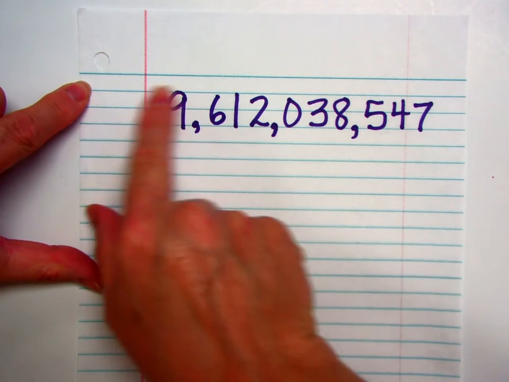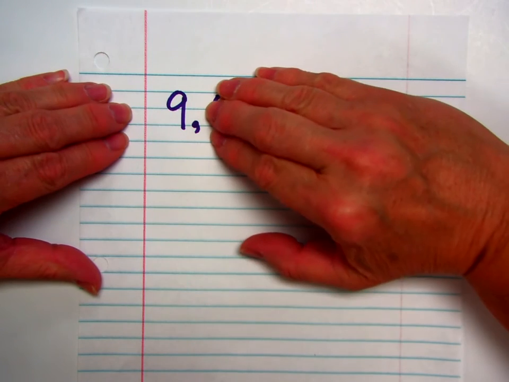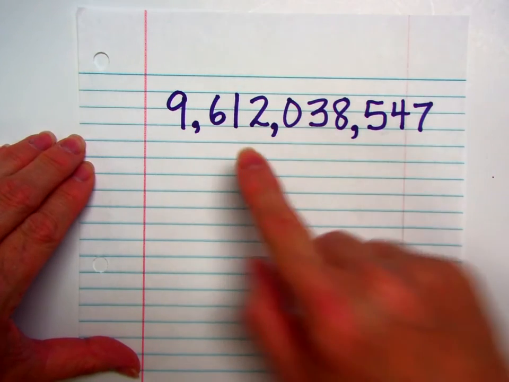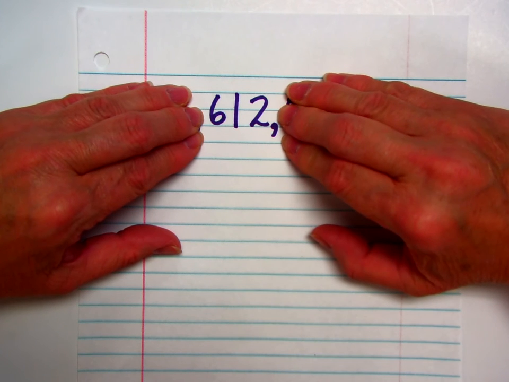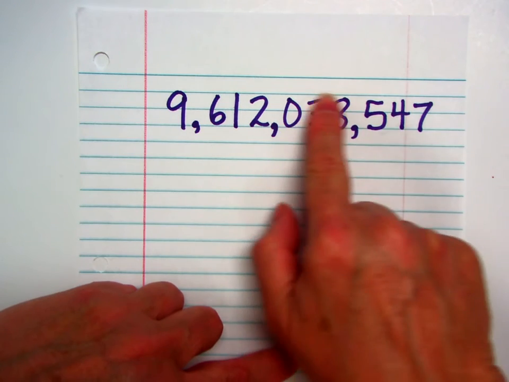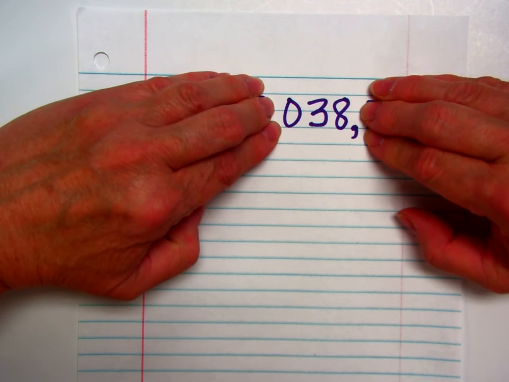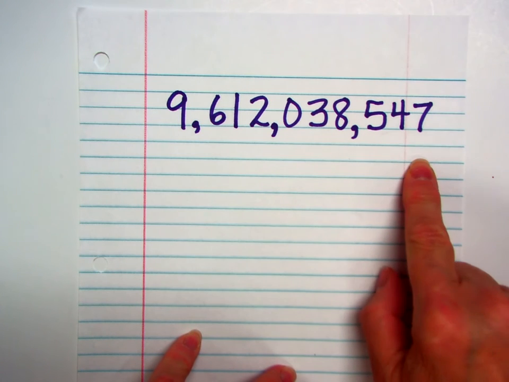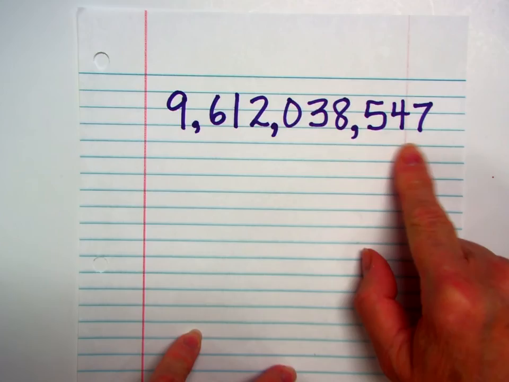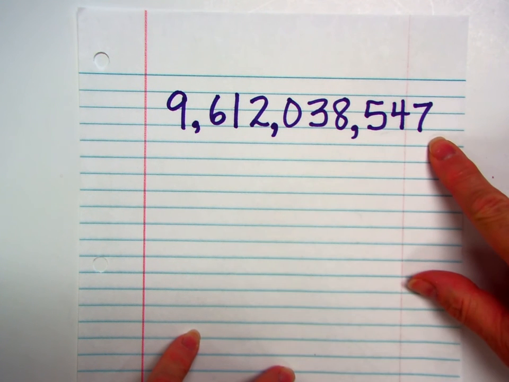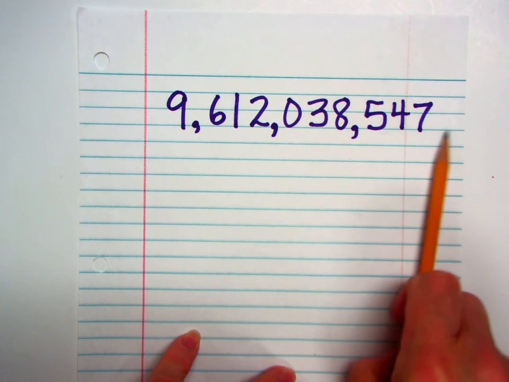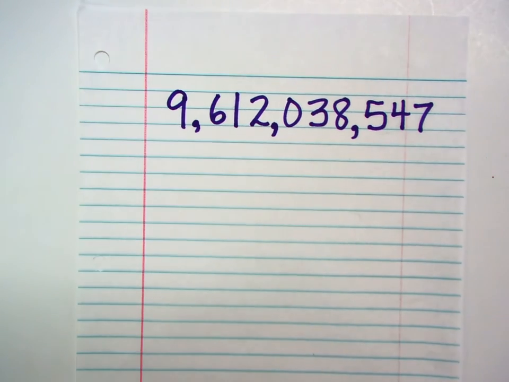So this is the billions period, so we read this part, 9 billion. This is the millions period, so we read this part, 612 million. This is the thousands period, so we read this part, 38,000. And this is the ones period, so we read 547. We don't have to say the ones at the end. There's no comma here. And we know that there's not a word ones at the end when we read a number.